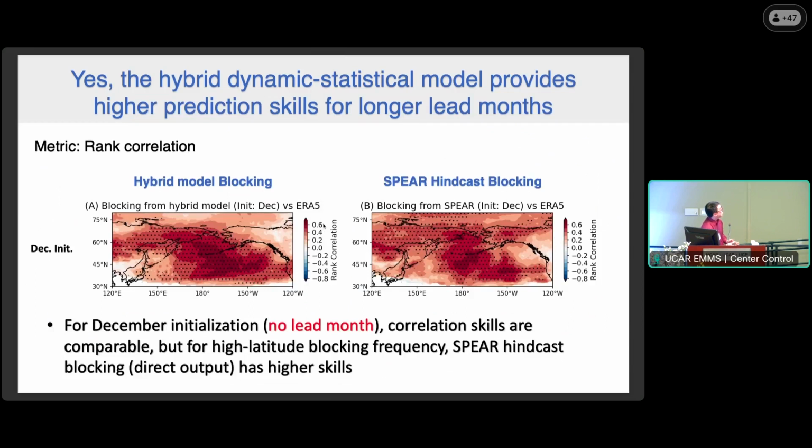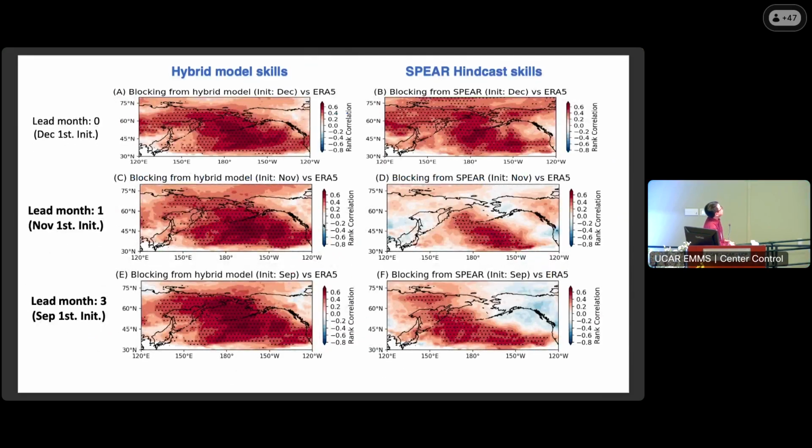The hybrid dynamical statistical model provides higher prediction skills for longer lead months. The result here is for December initialization when there is no lead month. On the left is the hybrid model blocking correlation skill. The right one is the dynamical forecast correlation skill. And we see that with no lead time, correlation skills are comparable. With lead months, however, as we have seen before, the dynamical forecast has substantially lower prediction skill over the North Pacific Ocean, with some skill over the Central Pacific due to remaining ENSO information. In contrast, the hybrid model prediction skill largely remains sustained over the entire North Pacific Ocean, which is encouraging.